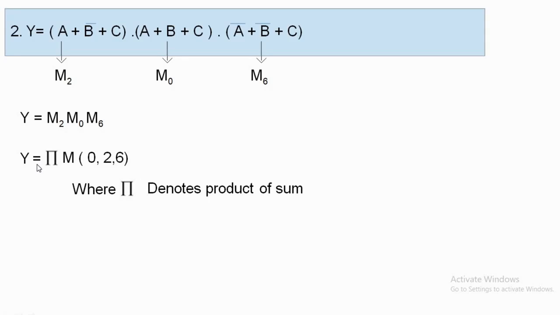So, Y is equal to M2, M0, M6. That can be written as Y is equal to pi. This sign indicates the max terms and capital M indicates the max terms. Into bracket, which terms are present? 0, 2, 6.